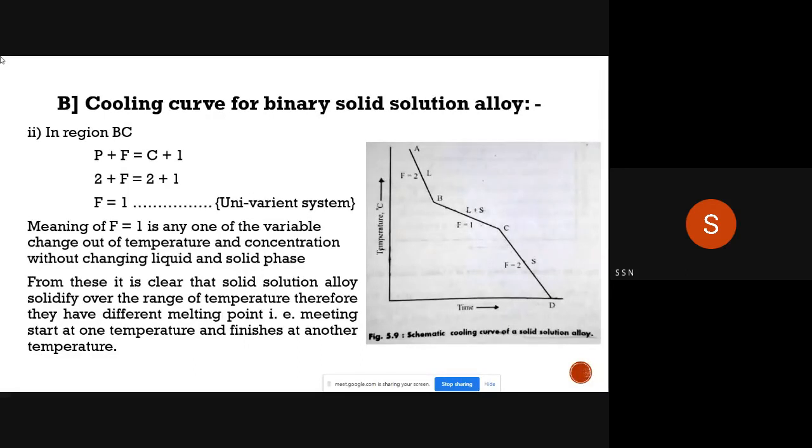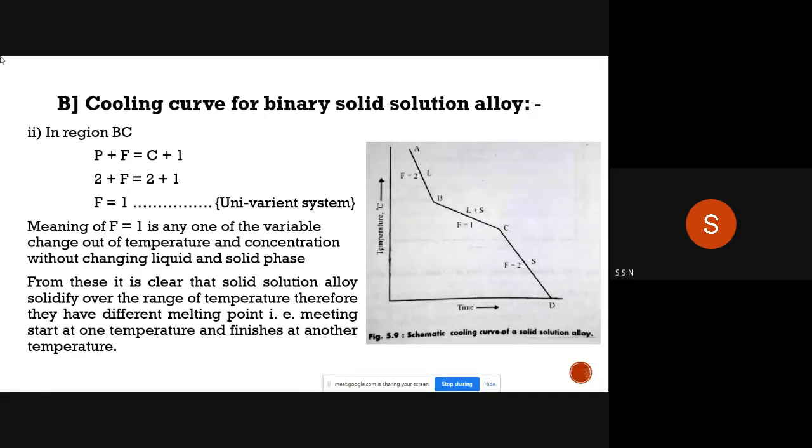In pure metals, we got F equal to 0. That means the system is non-variant. Nothing we can vary to get those phases, liquid plus solid. But here, any one of the variables, that is temperature or concentration, can be varied. In the diagram you can easily find the temperature has been varied from B to C point. So the temperature can be varied without changing the liquid and solid phase.